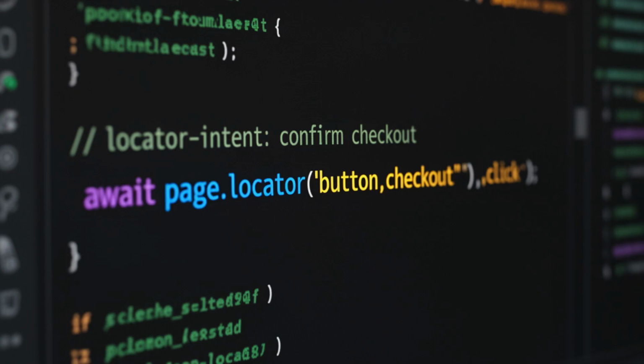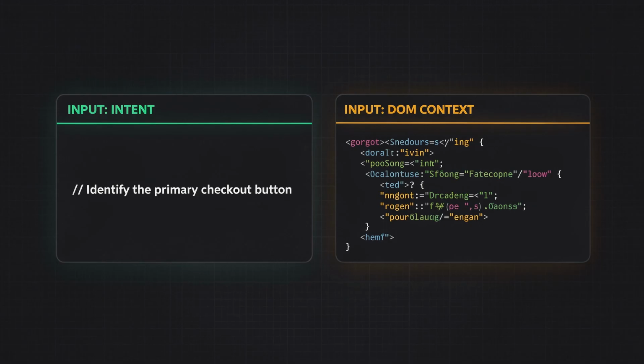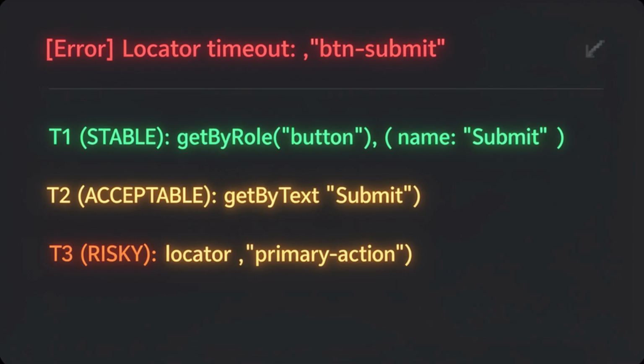Now the heal function, it uses a locator intent comment convention we enforce in our tests. Without that comment, the LLM is just guessing. With the intent, suggestions are accurate and targeted. And here's what the engineer sees in their terminal within 20 seconds. No auto-replace, the engineer decides. But the decision is now informed and takes 10 seconds instead of 20 minutes of DOM archaeology.